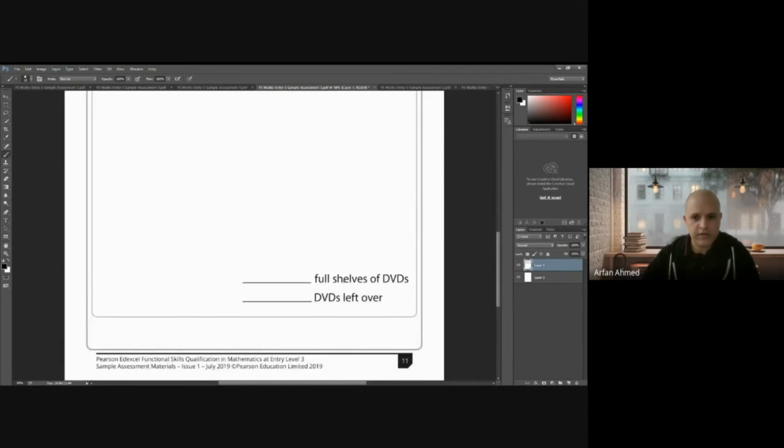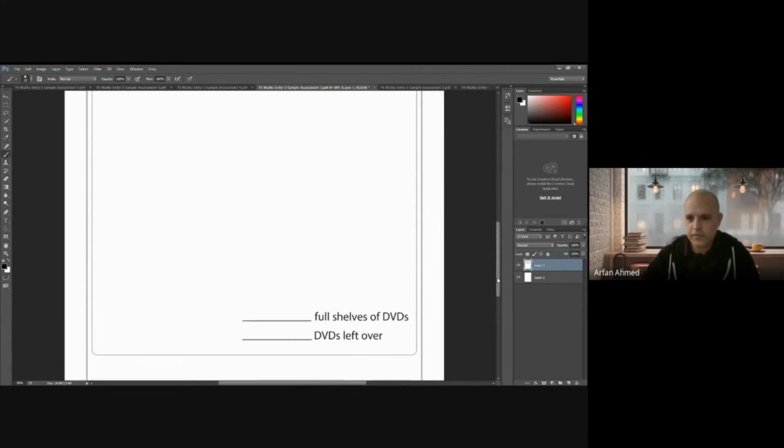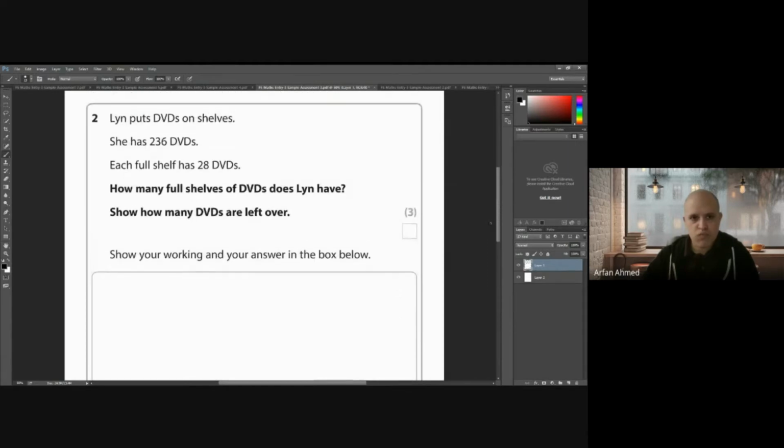Right, so we need how many full shelves of DVDs, and you can have some DVDs left over. So if you imagine she's got all these DVDs, she's got 236 DVDs, and she's going to share that between shelves, each shelf is going to have 28. So how many 28s go into 236? How many of these go into that? That's going to tell us how many shelves we need. So this is actually division.